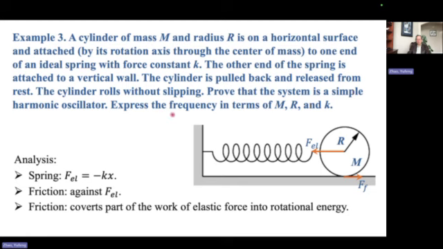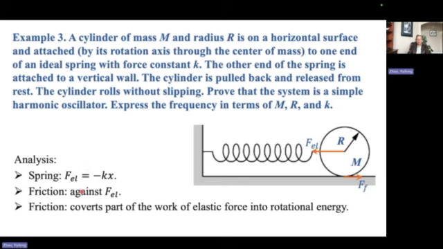Remember that here the ideal spring satisfies Hooke's law. The elastic force of the ideal spring equals negative kx. x is the displacement relative to the equilibrium position, and k is the force constant. The negative sign means the elastic force is always opposing the displacement. So in this case, because the pulling force passes through the center of mass, the rotational axis, it does not cause any torque.